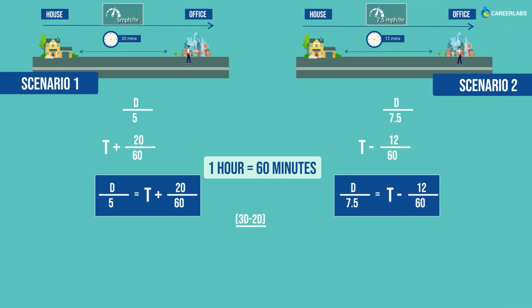Solving these two equations now, we will get (3d minus 2d) divided by 15, which is equivalent to 32 by 60. On simplifying further, we get the answer d is equivalent to 8 miles. Don't you think this process was a little bit tedious to solve? Yes, there are equations, that's how we solve math, but it is a little bit tedious. Don't worry, there is a shortcut to solve this problem.